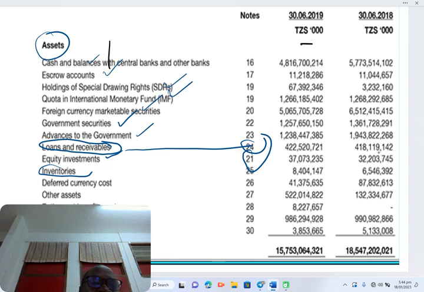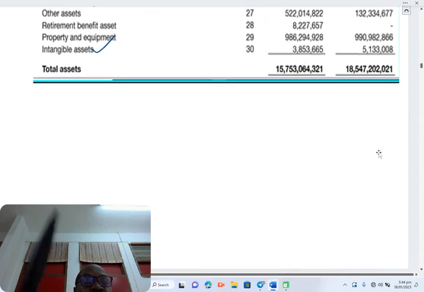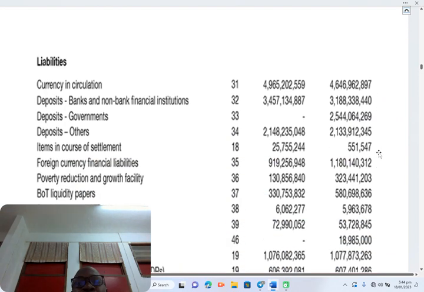Intangible assets are not financial instruments. They are dealt with in IPSAS 31. Yet the BOT is using a price. Am I clear? I'm just trying to make it easy for you to understand. We'll see it. Let's go further. Liabilities. So in the balance sheet, we have liabilities and the assets.